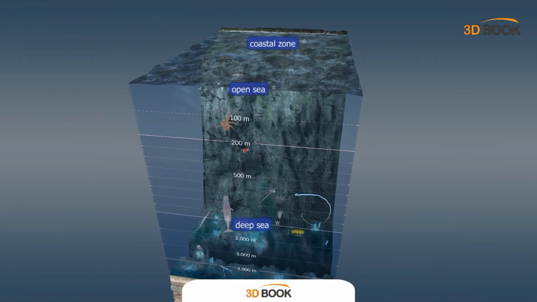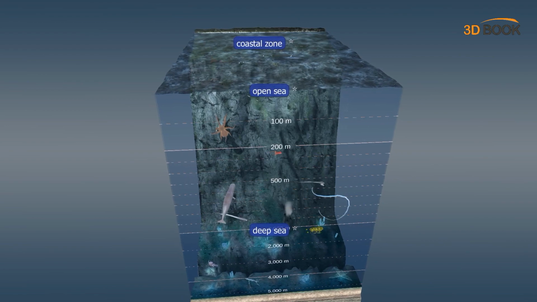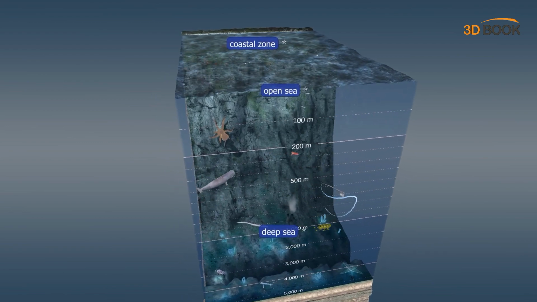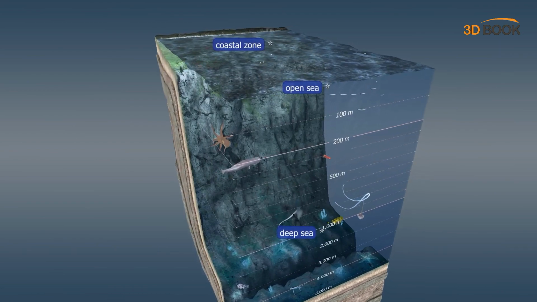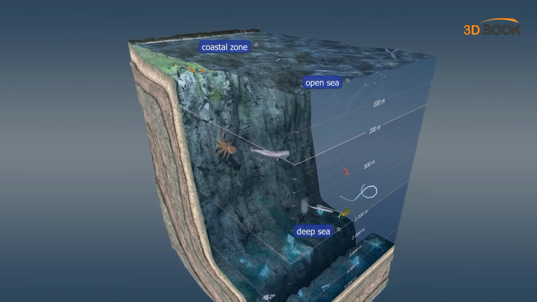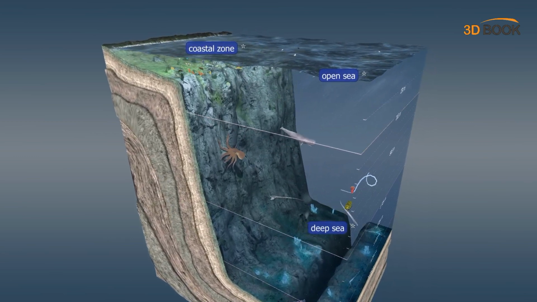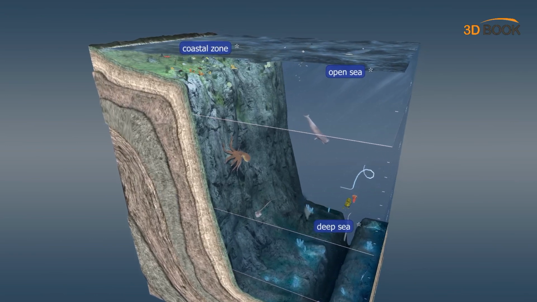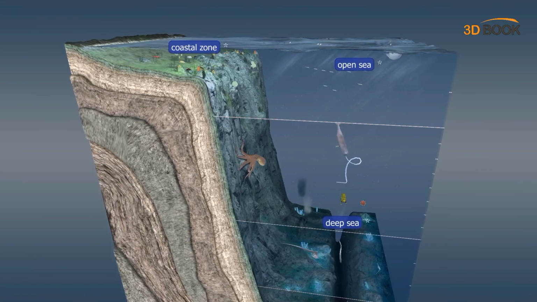The world ocean covers 71% of the Earth's surface, thereby forming the largest habitat in the world. Since marine habitats can be divided into different zones, environmental conditions in the ocean change from zone to zone, both horizontally and vertically. Marine habitats consist of three main zones: the coastal zone, the open sea, and the deep sea.